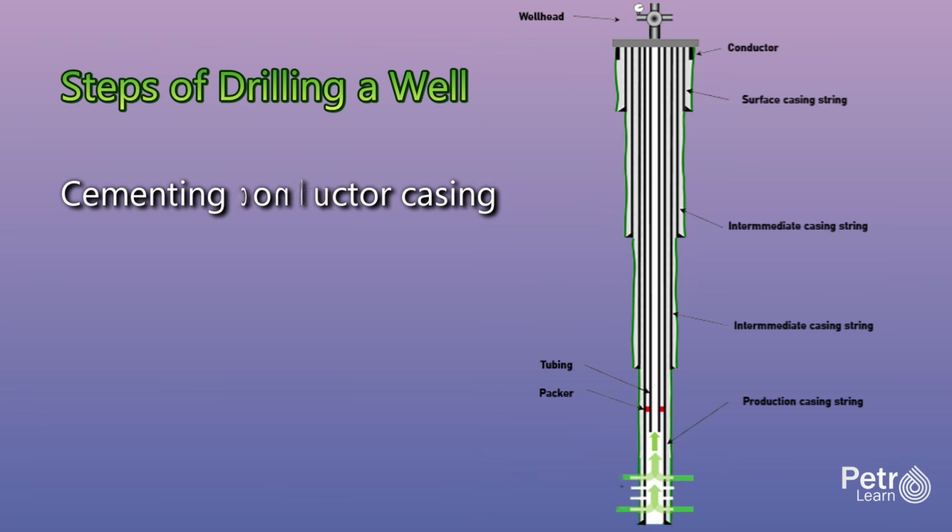A plug is placed inside the casing to separate the cement from the drilling mud, and then drilling mud is pumped behind it to displace the cement. Enough cement is pumped to fill the annulus from bottom to surface. The cement serves multiple purposes. It holds the casing in place, seals the annulus, protects the casing from corrosion, and prevents flow migration between different formations. Cementing is a specialized operation performed by a service company.